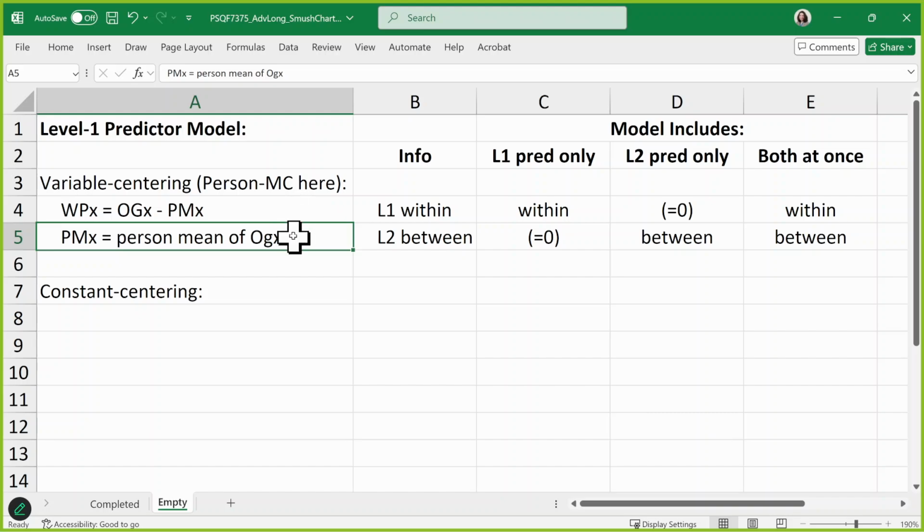I don't like that Excel overrides my capitalization. There we go.